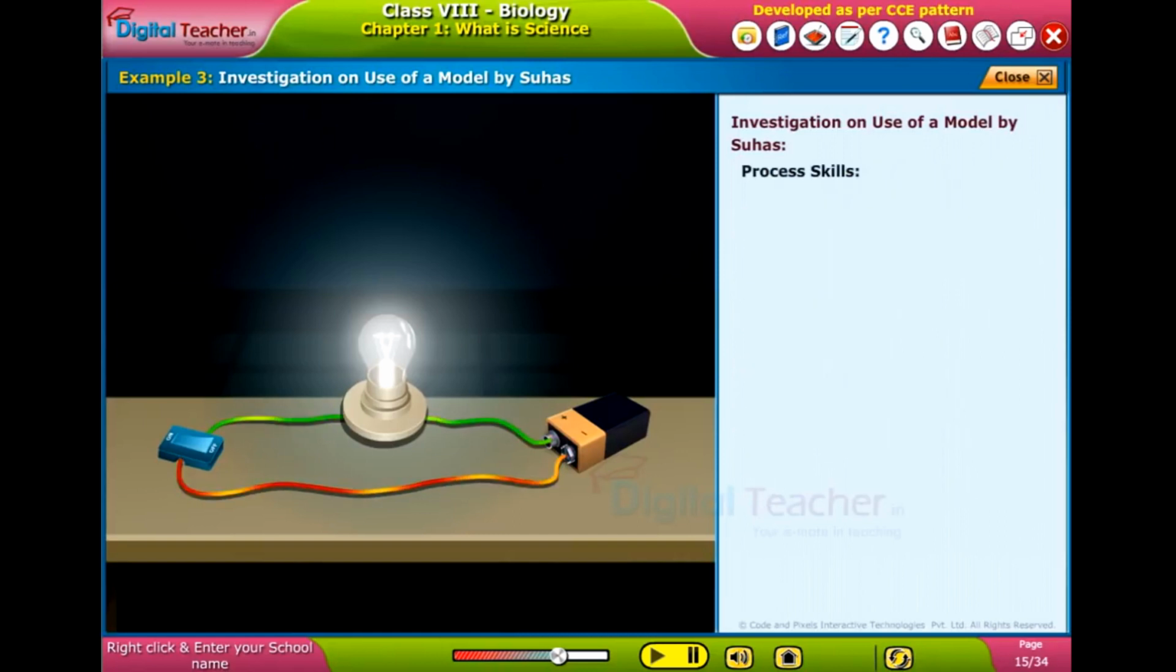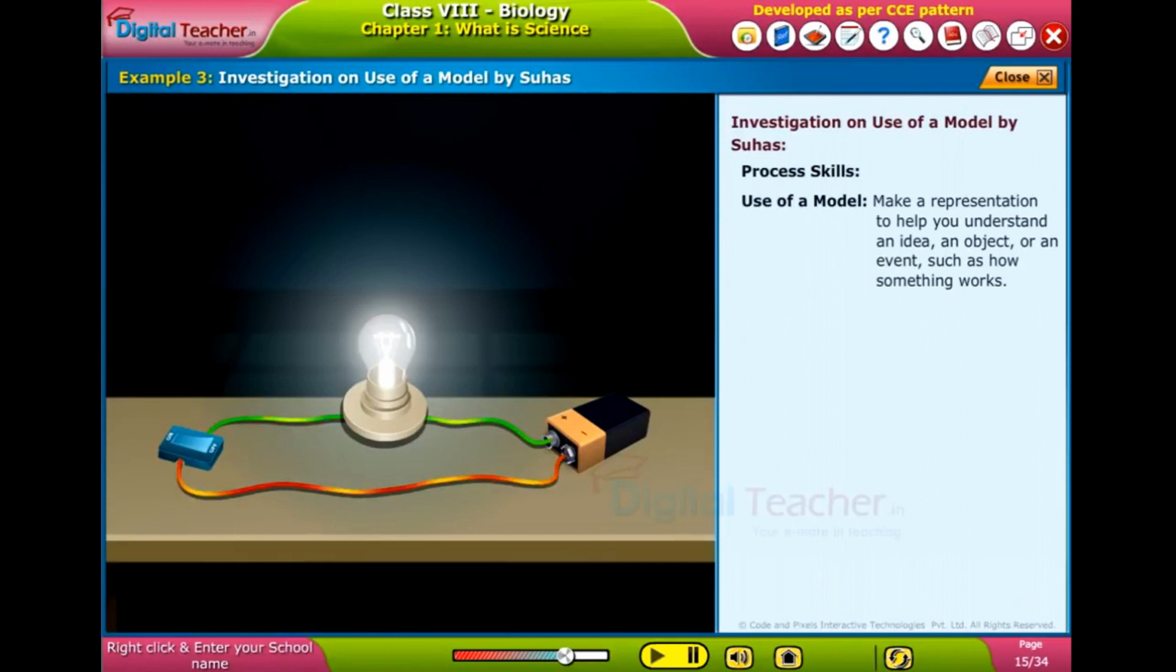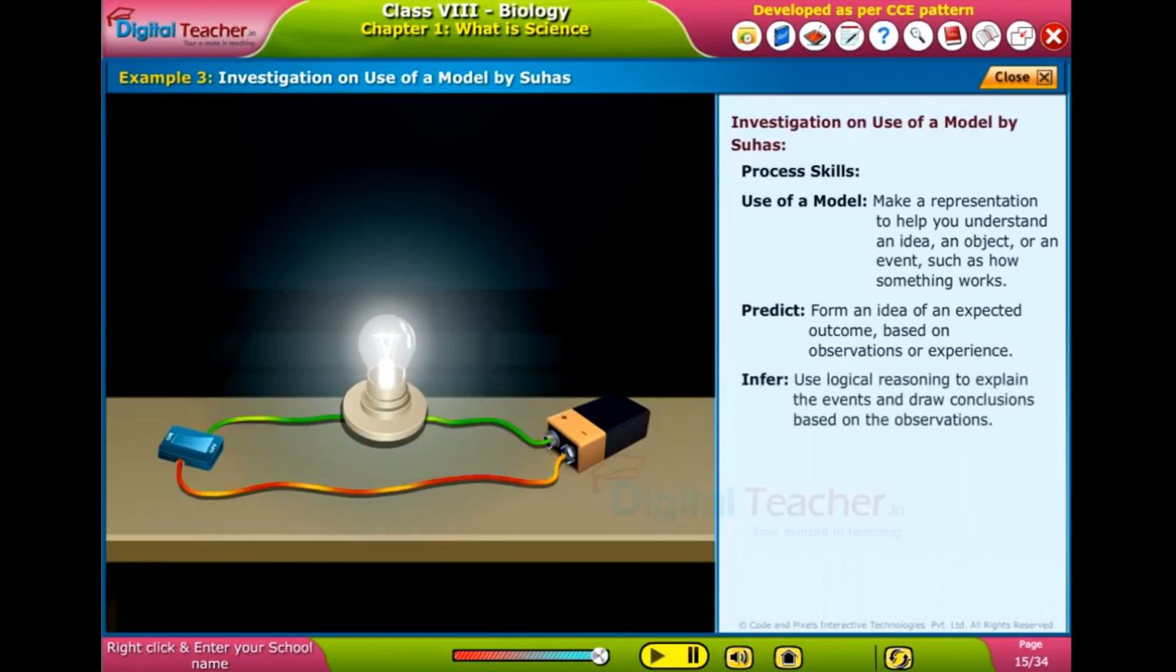Process skills. Use of a model: make a representation to help you understand an idea, an object, or an event such as how something works. Predict: form an idea of an expected outcome based on observations or experience. Infer: use logical reasoning to explain the events and draw conclusions based on the observations.